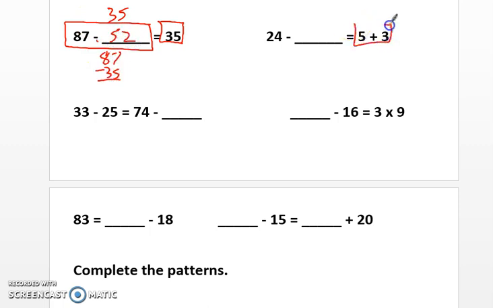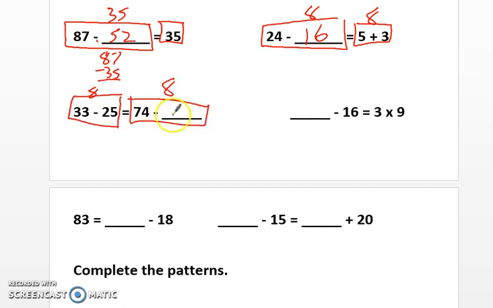Over here, both sides boxed up, and we got an 8. 24 minus something equals 8. Do I want this bigger or smaller than 24? Smaller, so I'm going to do 24 minus 8 and get 16. Box both sides. I've got an 8.